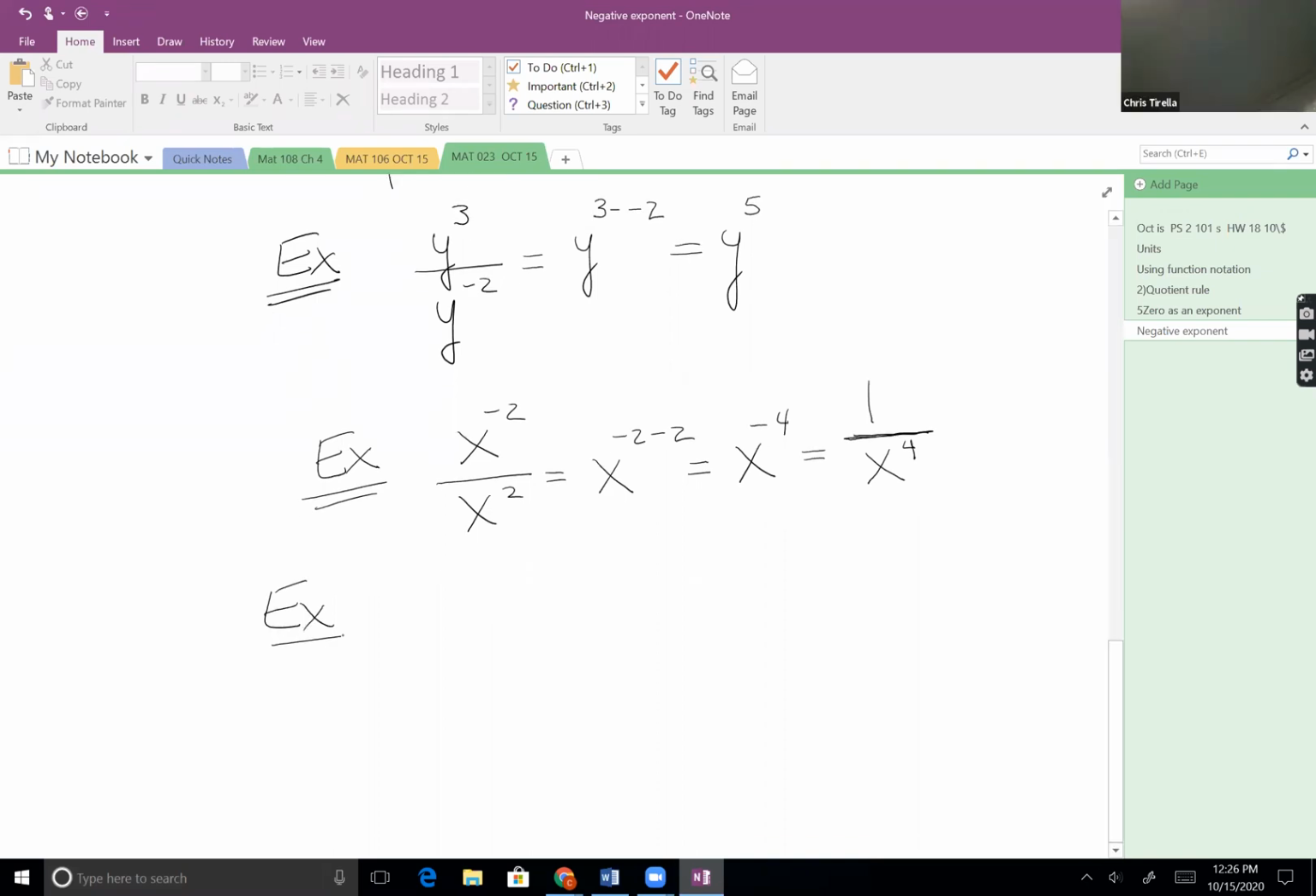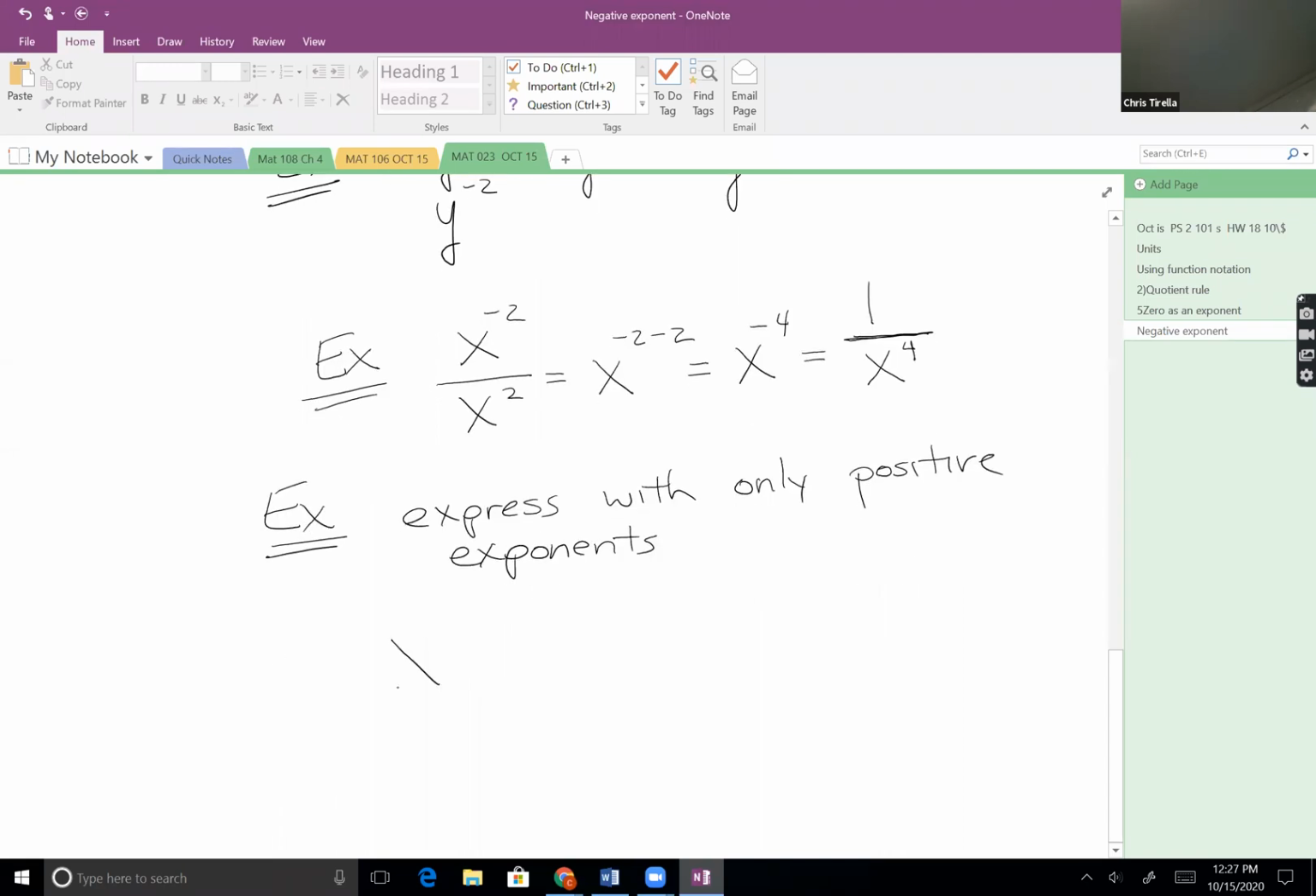Next example, let's express with only positive exponents. And let's say I have x to the fourth, y to the negative fifth.